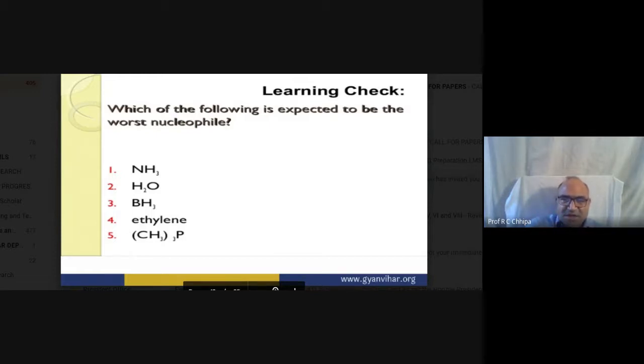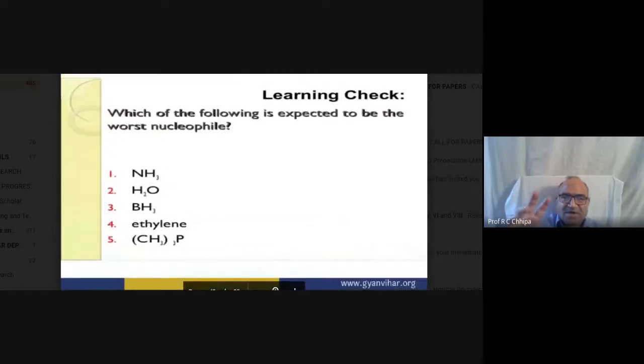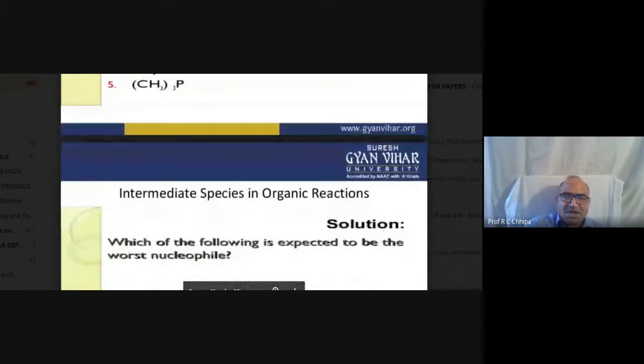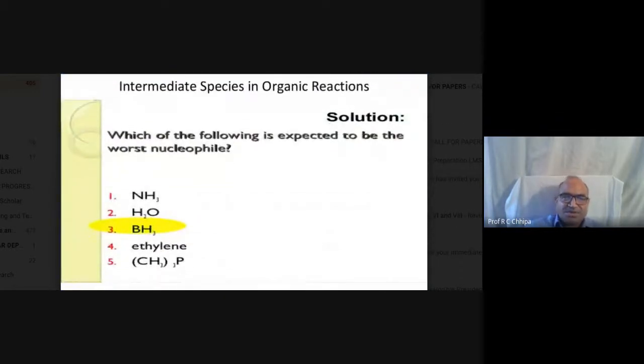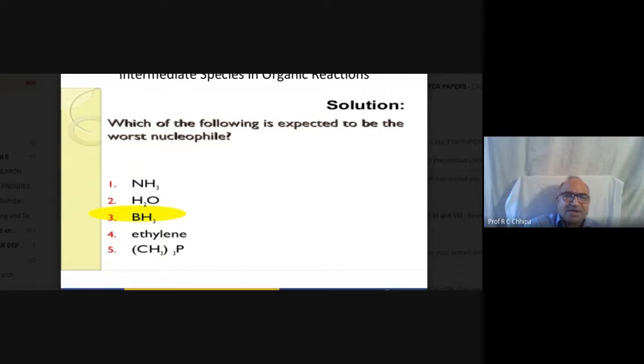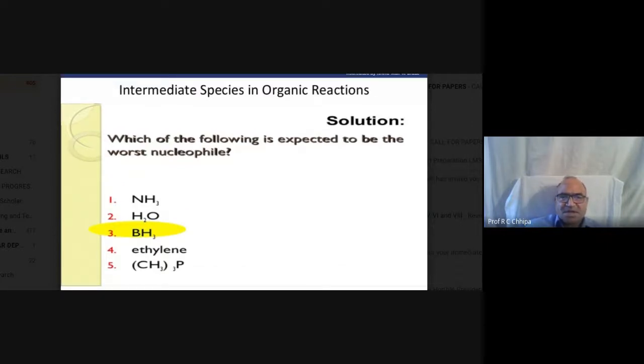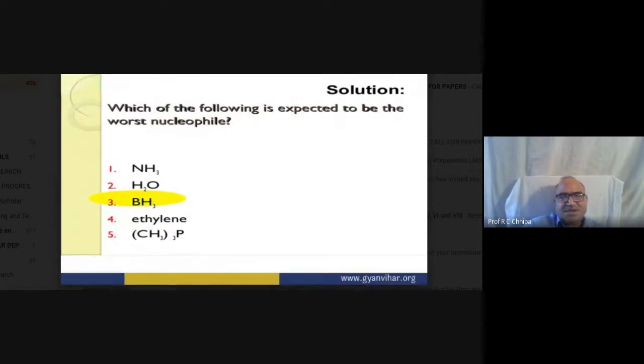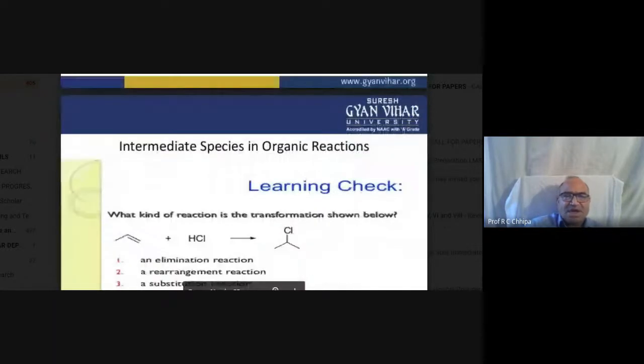But in that particular case, we have to see: we can find ammonia, water, BH3, then ethylene and phosphine. So here the answer is BH3, because that is the worst nucleophile. In the case of ammonia, there is an electron pair, and sp3 hybridization is there, so it is nucleus loving because of the electrons. In the case of BH3, it is electron deficient, but it is expected to be the worst electrophile as compared to the others.